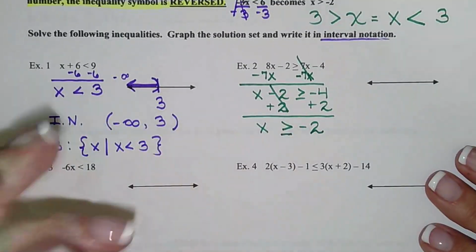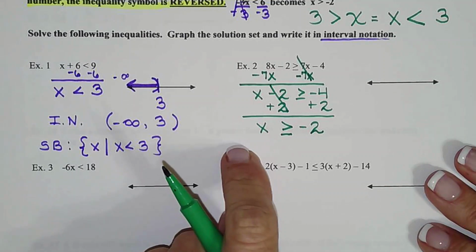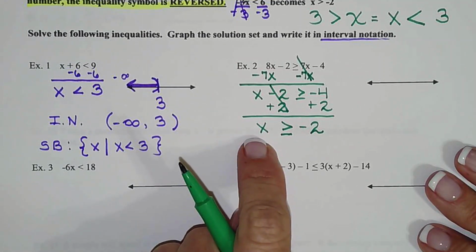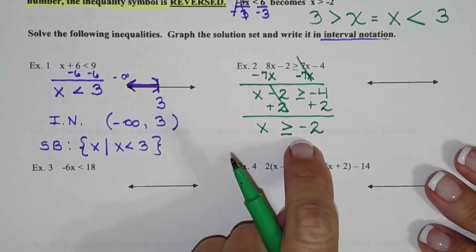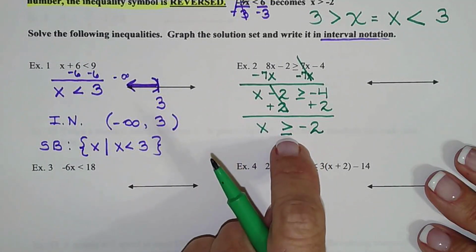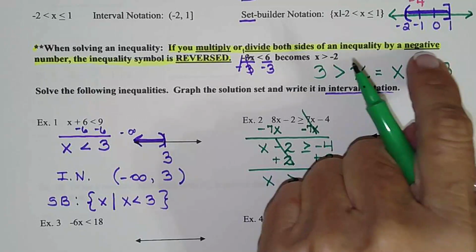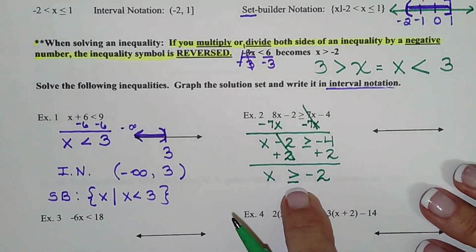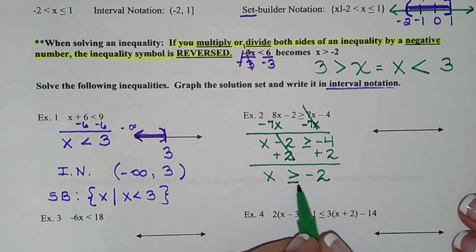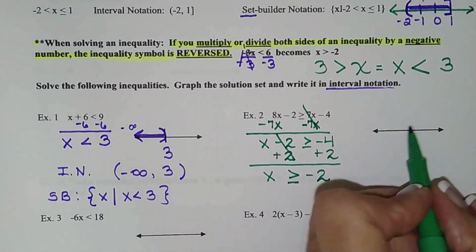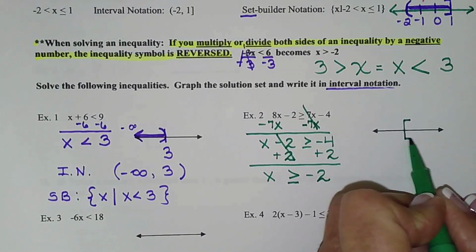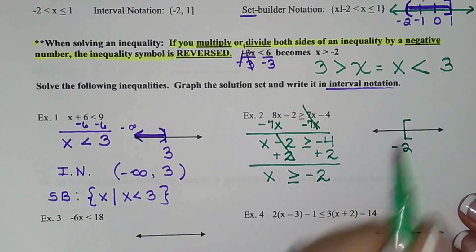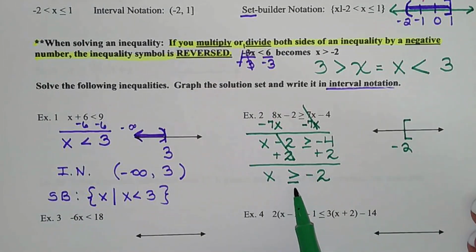This cancels. Again, I did not do any division in this problem, so you would not flip the symbol. I did not divide by a negative. I didn't even divide at all. So greater than, because it doesn't look like an L, means shade to the right with a bracket because of the equal sign.